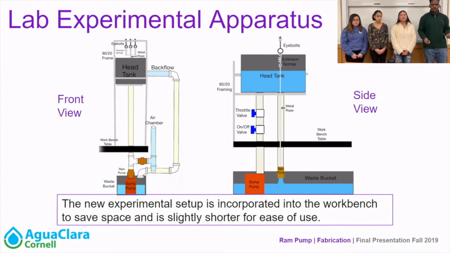So here's a picture of our experimental apparatus. At the bottom, you can see our ram pump in orange. So the system KK was just talking about, that's at the bottom. And what we have simulated here is water coming down through the head tank, which is the process after filtration, through the drive pipe, through our ram pump, and into the waste bucket, which simulates distribution tanks in our Agua Clara plant.